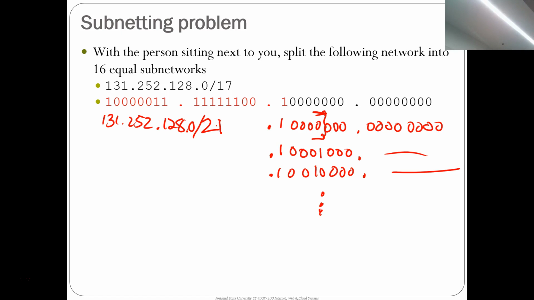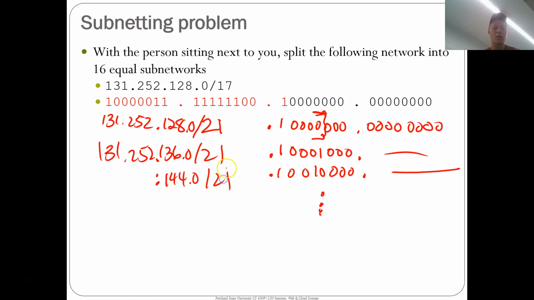This prefix is 128 plus 8, so this is 136. And then so on. The next one is 144, all the way down, and you don't have to fill out the rest, but that's basically what you would get: 16 different subnets out of this single CIDR prefix.